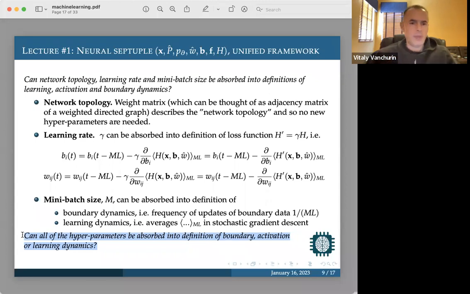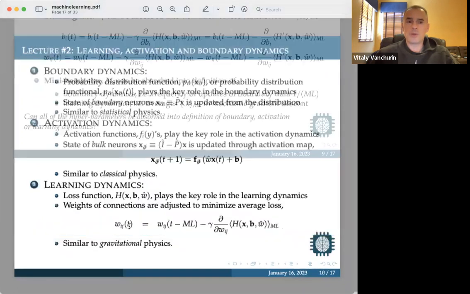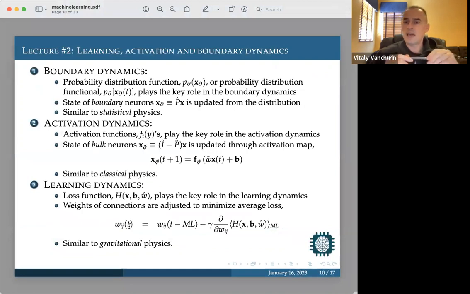Okay, so many questions, fewer answers, lots of open-ended projects for you to think about. Next, in this lecture, what I want to pay attention to is those three types of dynamics.